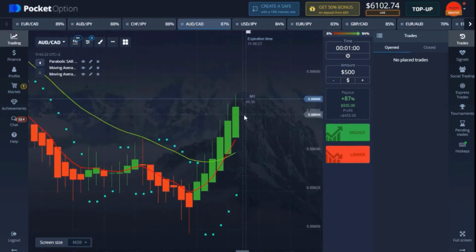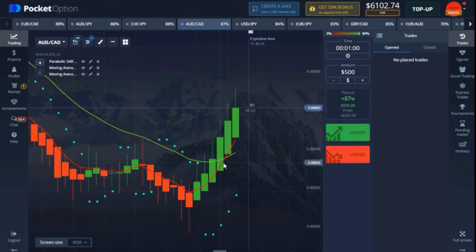But you need to be very careful when it comes to the parabolic SAR. Always make sure that you're taking a trade when the parabolic is just starting out. For example, you just need to have like 4 or 5 of the dots before you place a trade. And the most important thing, the intersection of your two moving averages must happen.